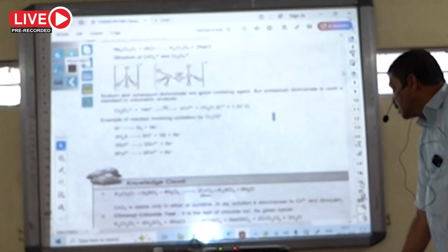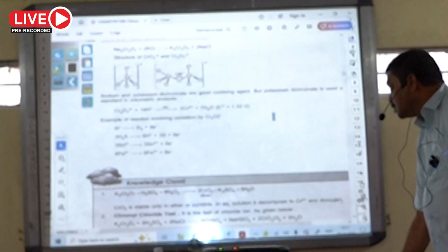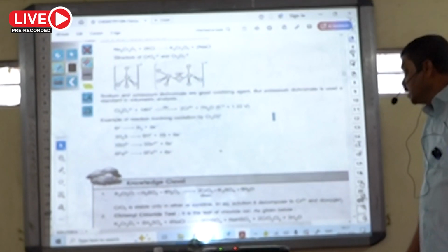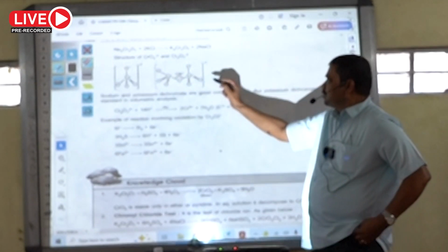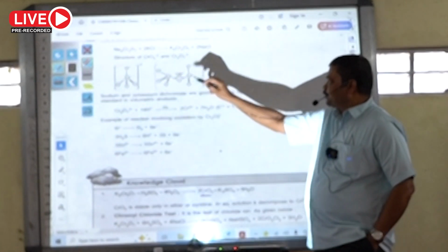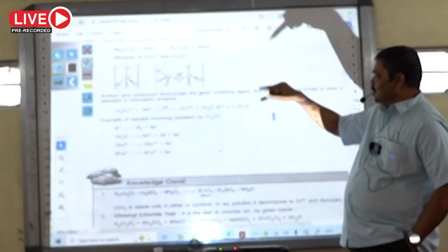Now there is one previous JEE question here. Look at this structure. This is the dichromate ion. The bond angle they have also given.